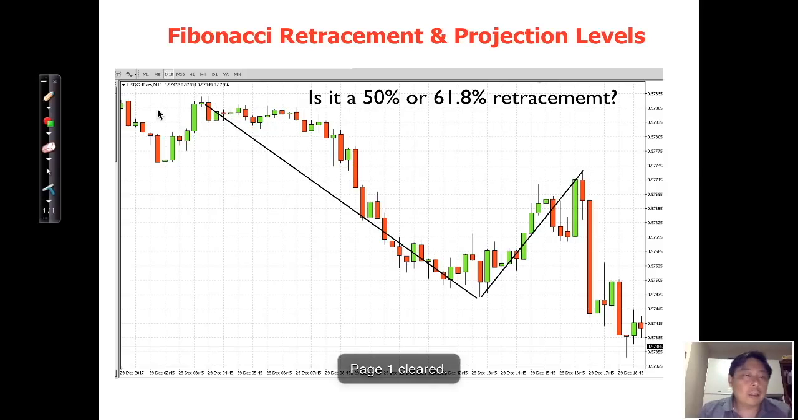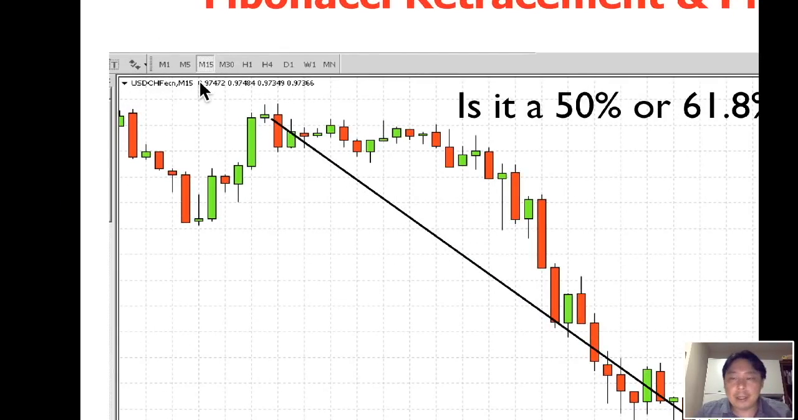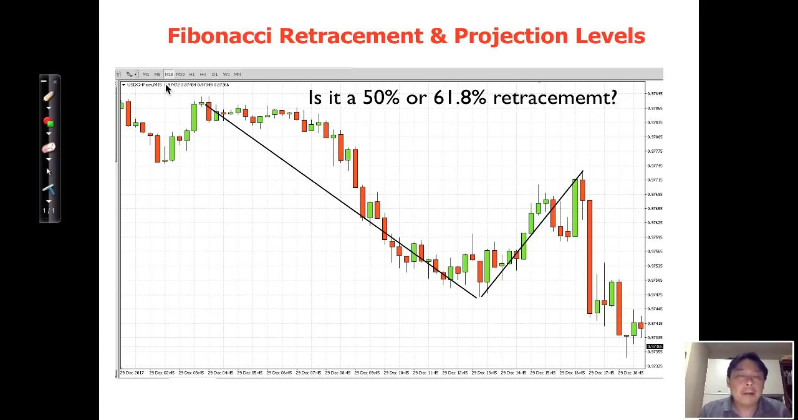Okay, so we're looking at the dollar-franc pair. Again, 15-minute candles. They work on all time frames, and you can see that it's on a downtrend. Okay, so can you identify the ABC pattern? I've made it simple for you. I've actually drawn some lines in.